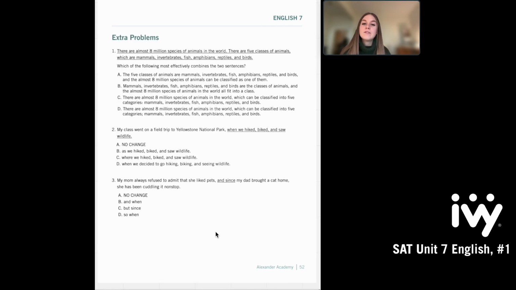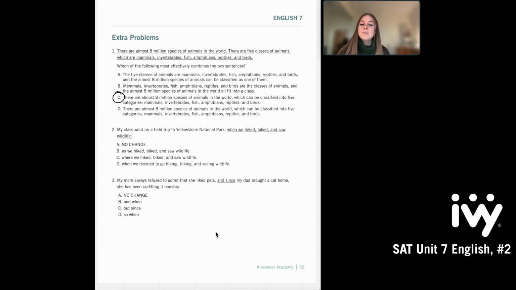Okay, let's go over our final set of extra problems for our 7th unit. Number 1. There are almost 8 million species of animals in the world. There are 5 classes of animals, which are mammals, invertebrates, fish, amphibians, reptiles, and birds. Which of the following most effectively combines the 2 sentences? Answer choice C uses a colon to connect those sentences by creating a list of the 5 categories immediately after introducing the number of species.